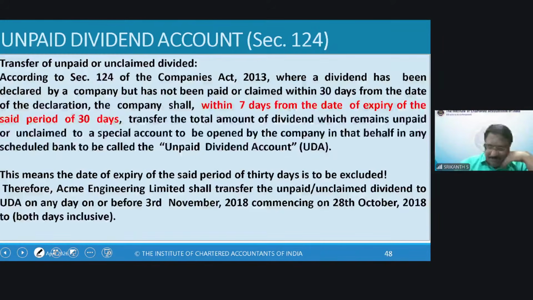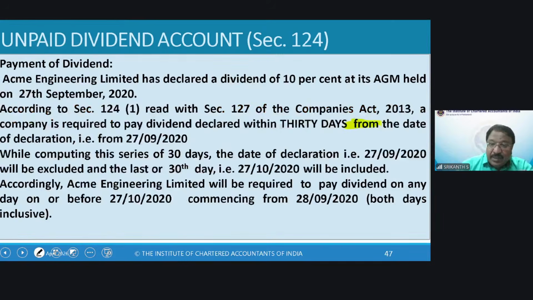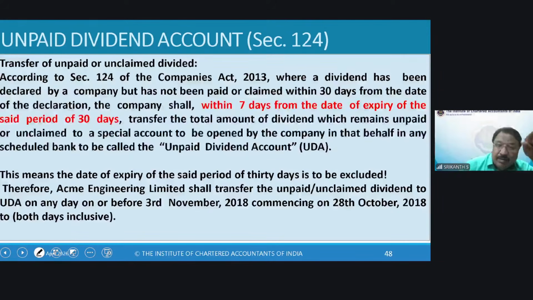Same way, 7 days. While calculating, you should not take the 30th day. The expiry of the set period of 30 days is the date of expiry of the 30th day. So in our case, the 30th day falls on 27/10, correct? So 27/10 you have to ignore, and you should start from 28/10. So 28, 7 days: 28, 29, 30, 31. October has 31 days. 31, 1, 2, 3. So 3rd November, midnight, you have to transfer it.